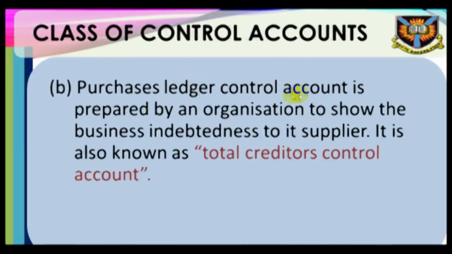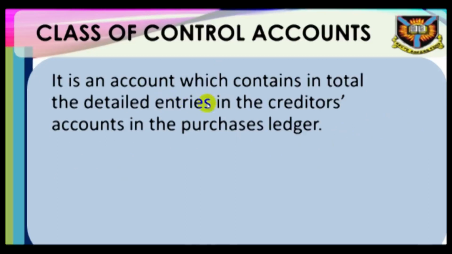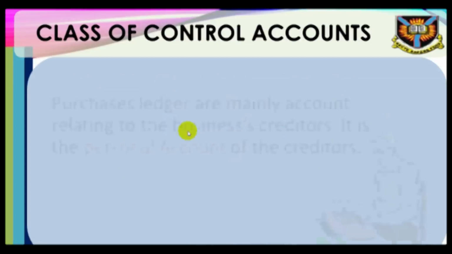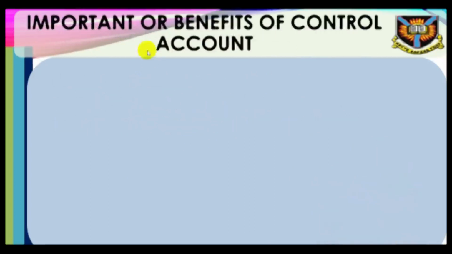Purchase ledger control account is prepared by an organization to show the business's indebtedness to its suppliers. It is also known as total creditors control account. It is an account which contains in total the detailed entries in the creditors accounts in the purchases ledger. Purchases ledgers are mainly accounts relating to the business's suppliers or creditors. It is the personal account of the creditor.